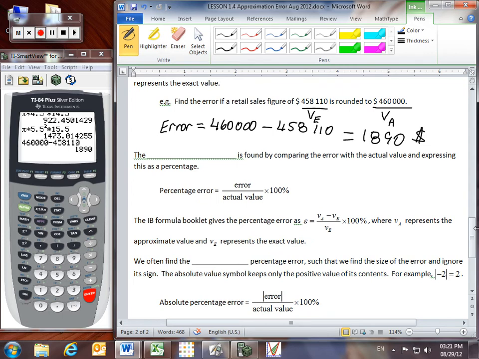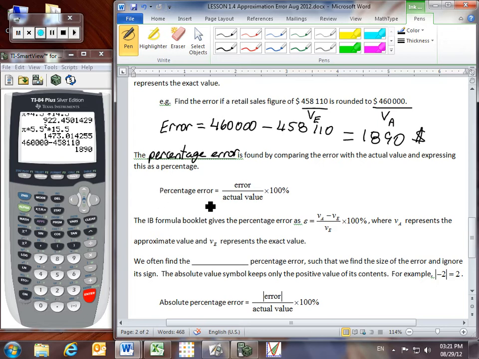Now if we want to get an idea about whether this is a big error or a small error, it's hard to say. If I'm dealing with billions and billions of dollars, this is a very small error. But if I'm dealing with only, say, $2,000, to be off by this much would be catastrophic. So in order to get an idea about how big our error is, we need to do something called the percentage error. And we find this by comparing the error with the actual value and then expressing it as a percentage. And here's a little formula for you.